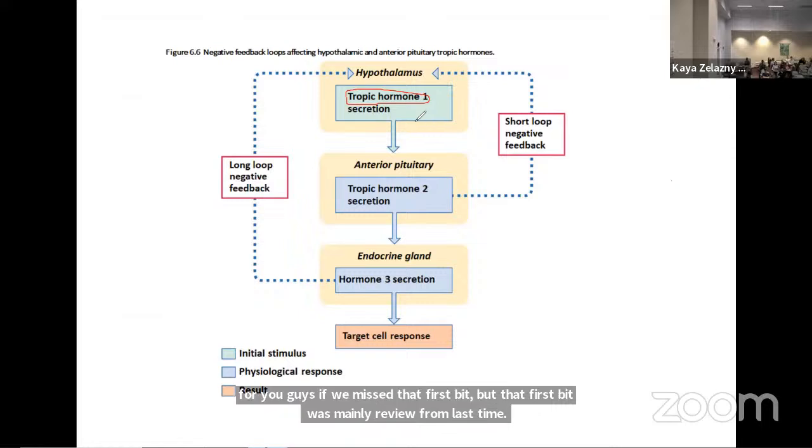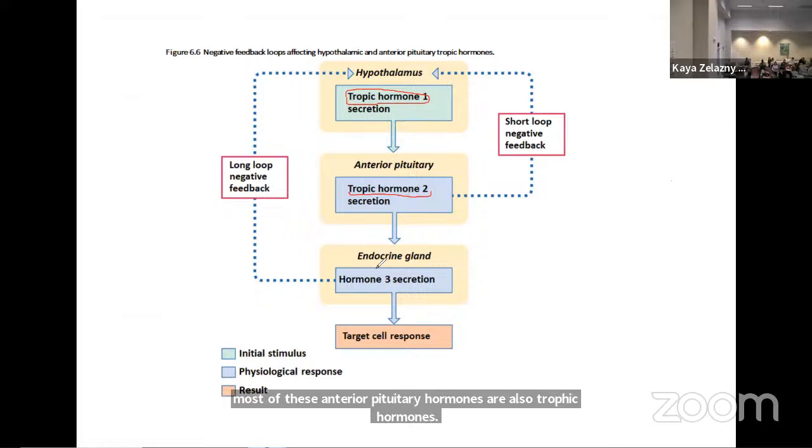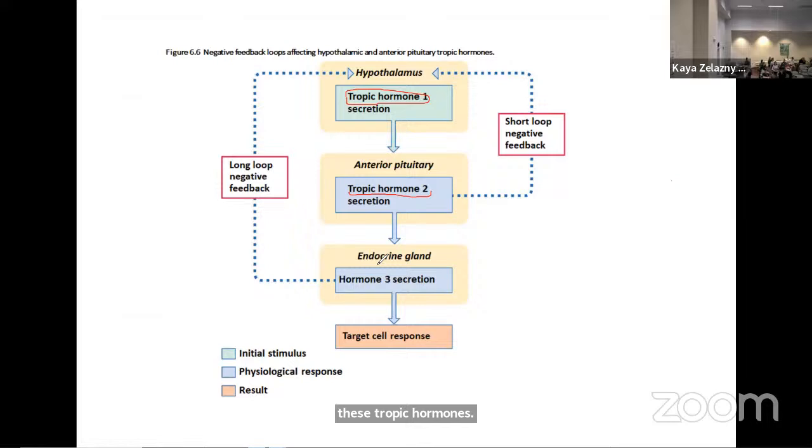So we're talking about the hypothalamus. We have this tropic hormone coming from the hypothalamus. We know it's tropic in this map because it is affecting a second hormone from the anterior pituitary. Most of these anterior pituitary hormones are also tropic hormones. These tropic hormones often go out to endocrine glands out in the rest of the body, so not in the head anymore, secreting another hormone. Generally, the hormone coming from an endocrine gland out in the rest of the body is not a tropic hormone. Its main job is going to a target cell, telling target cells what to do.